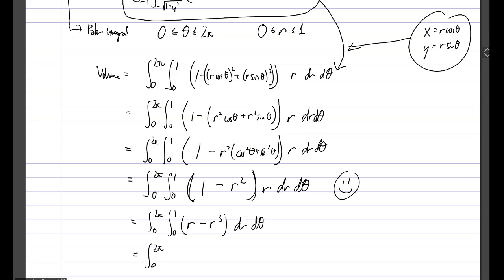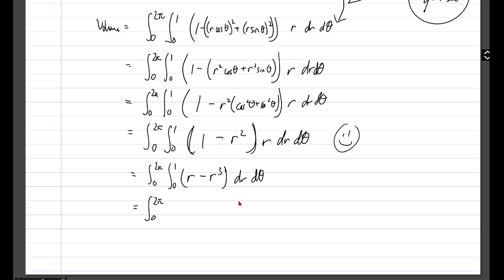Integral 0 to 2 pi. Let's see. So integrate r minus r cubed with respect to r as the variable. Okay, so r squared over 2 minus r to the 4th over 4 at 1 and at 0, d theta. So integral 0 to 2 pi. If we plug in r equals 1, we're going to get 1/2 minus 1/4. So that'll be 1/4. If we plug in r as 0, we're just going to get 0 minus 0. So I won't write the minus 0, and then there's still a d theta.